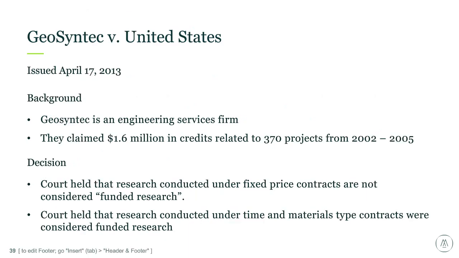The second court case that I'd like to cover is GeoSyntec. And this court case came out in 2013. And this court case is all related to the funded research issue that we spoke on earlier. Who bears the financial risk and who has rights in the research and development activities. So for background, GeoSyntec is an engineering services firm. And from 2002 to 2005, they claimed $1.6 million in R&D credits. And that was related to 370 projects, which is quite a few.